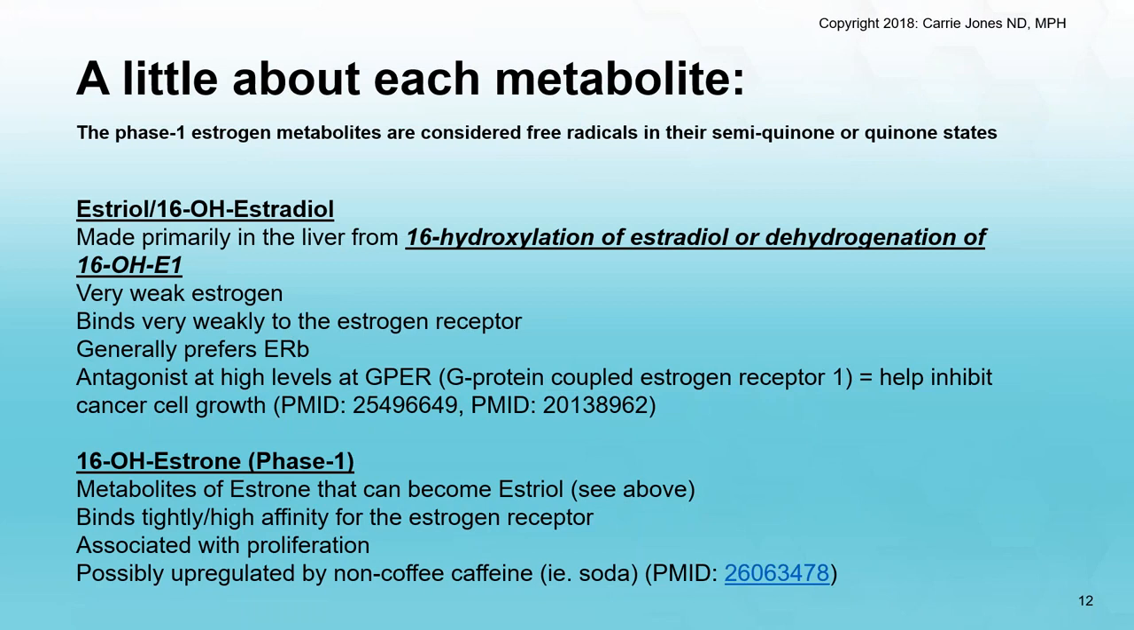16-hydroxy-E1 is associated with proliferation. It makes things grow. So it can make breast or estrogen dominant or estrogen receptor cancers grow. It can make breast tissue grow. It can make endometrial tissue grow if you're dominant here, which is another huge reason that we want to really focus on estrogen detoxification, because you're always going to have a little bit, but too much, and now you have all this proliferation.